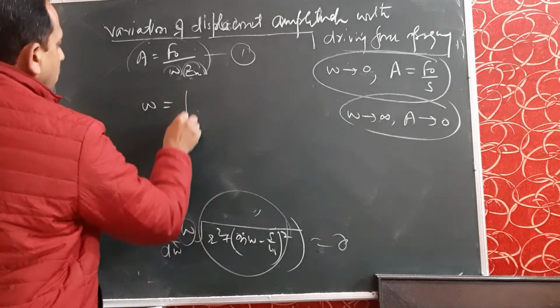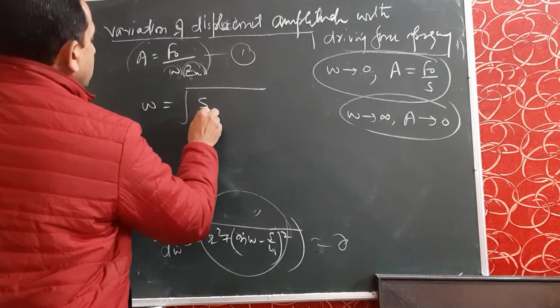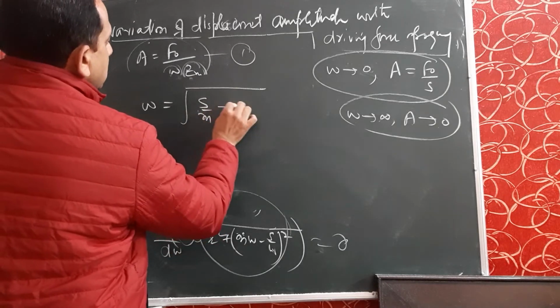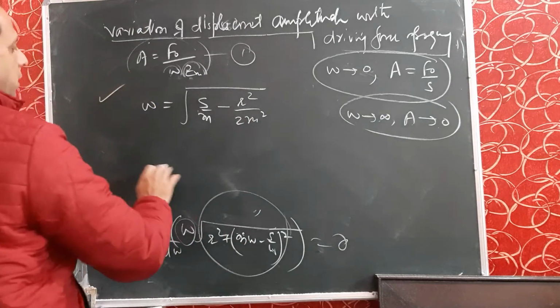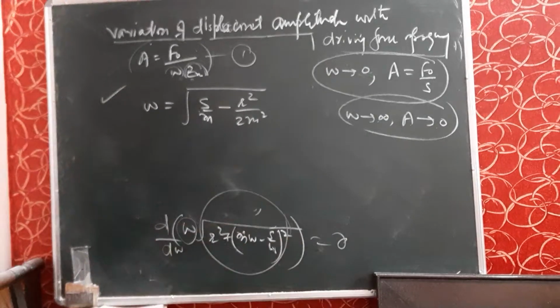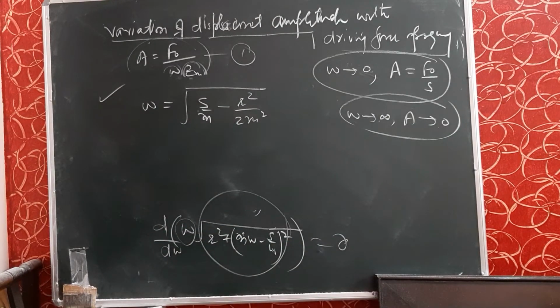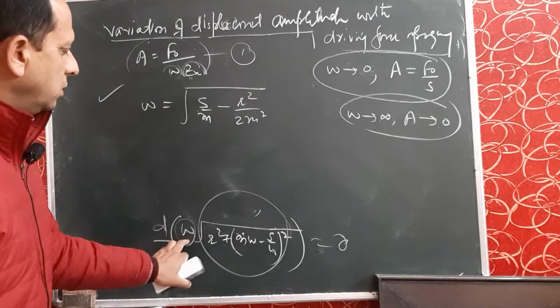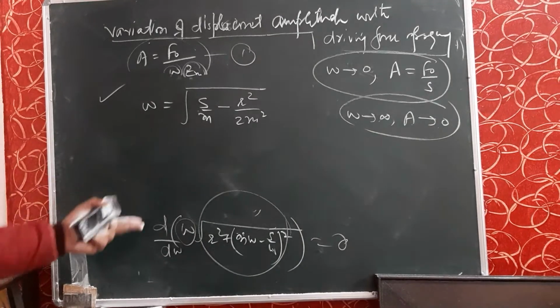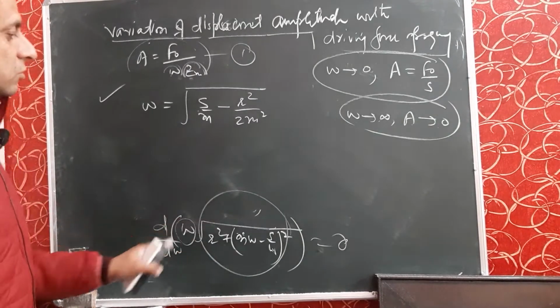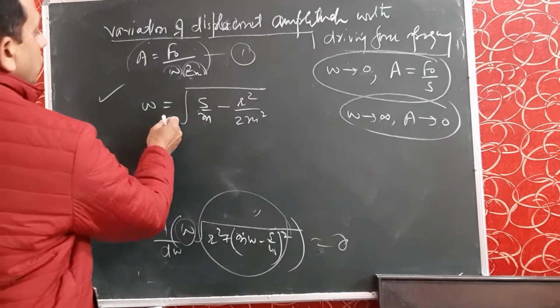you will get the value of omega, which is equal to the square root of s by m minus r square by 2m square. You can find this value yourself because it is a simple derivative. First into second, there are two functions, you can find the derivative of the two functions, and at last on solving you will get this value of omega.